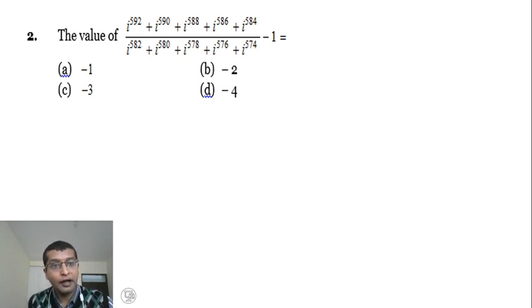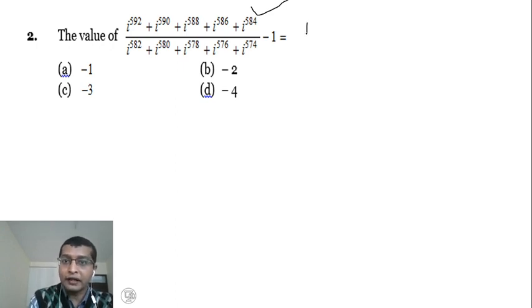The value of i raised to 592 plus i raised to 590, and so on, the whole expression minus 1 equal to, we have to find a solution for this. Looking at this example, it looks very complicated, but the solution technique is very simple. Here in this expression, the least i value is i raised to 584. So I am going to take i raised to 584 as common.